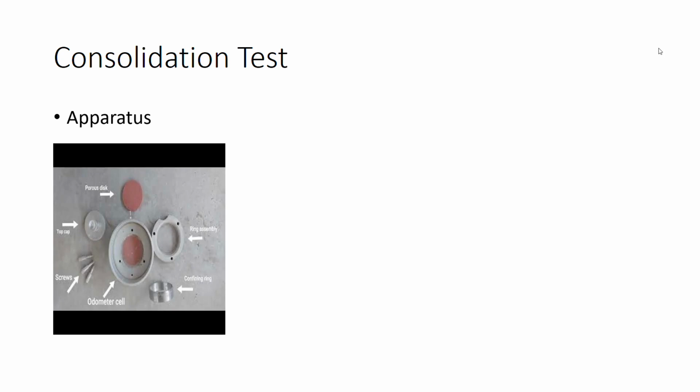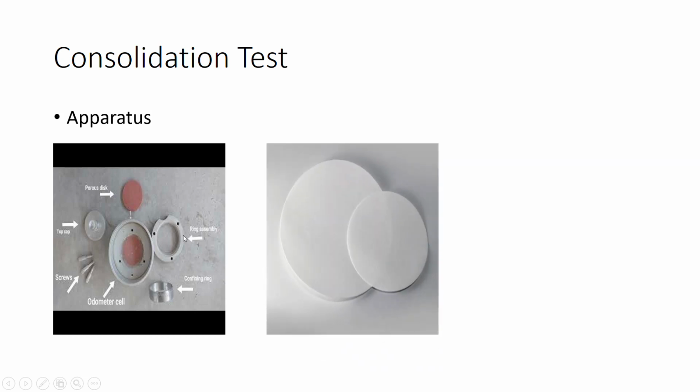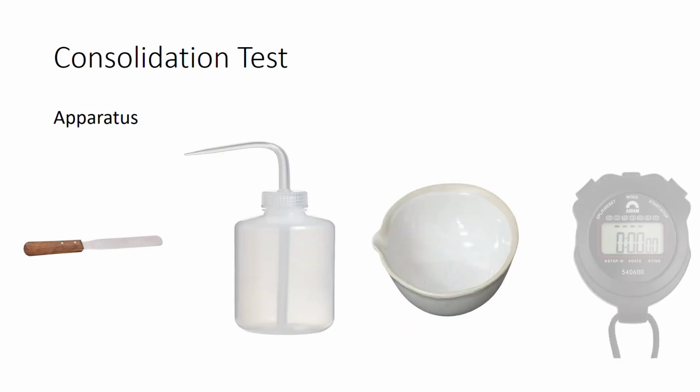The apparatus required for that test is the consolidation apparatus, which includes two porous discs, top caps, screws, odometer cell, confining ring and ring assembly, two filter papers, balance, spatula, wash bottle, china dish and stopwatch.